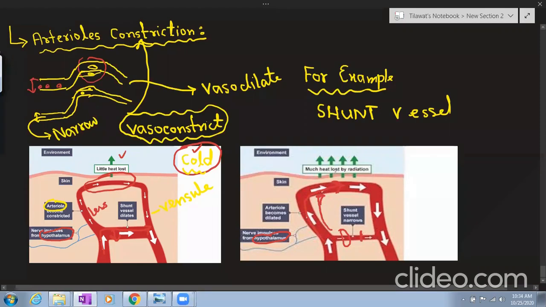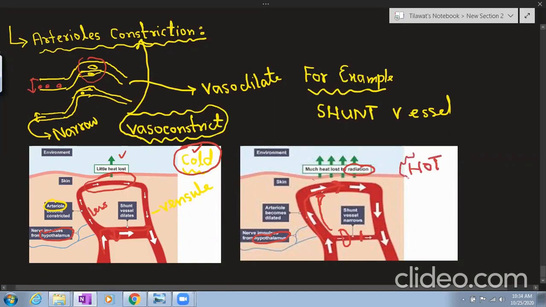Where more blood is going to your capillaries, so it means more heat loss will happen from your skin in the form of radiation, and thus your body temperature will decrease. Okay, so this condition is what? Hot.